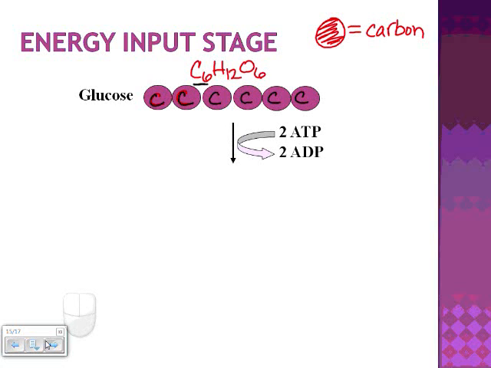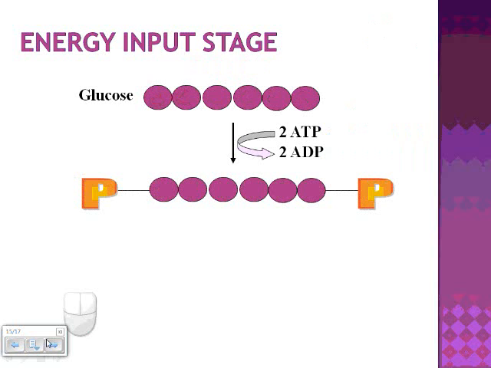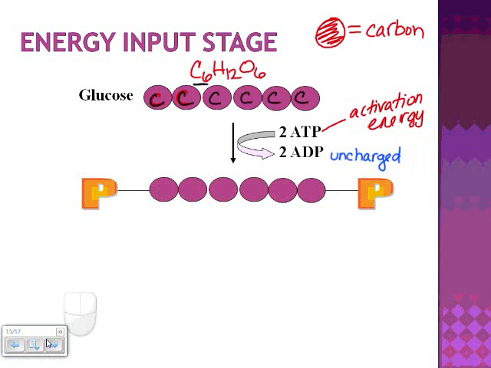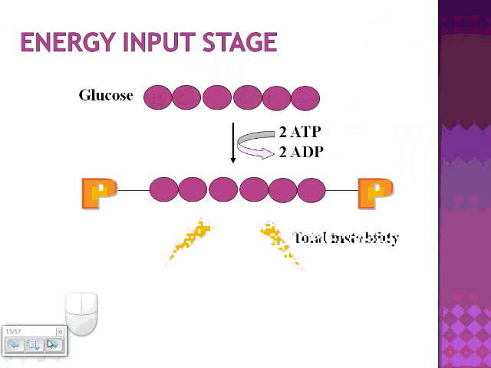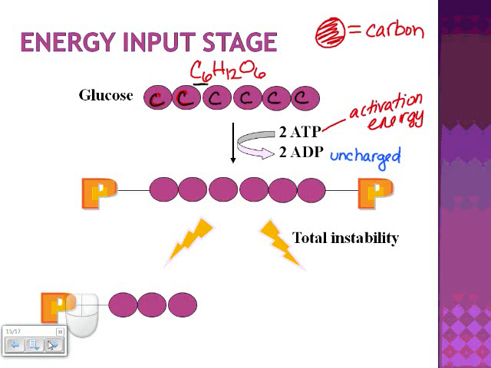Energy gets put in. So our 2 ATP go in. That's that activation energy that I'm talking about. 2 ADP come out. You guys should know that ADP is the uncharged version. Energy was put in and used, so we broke those phosphate bonds. And those 2 phosphates are going to join onto the end of the glucose. Then it's going to snap the glucose into 2.